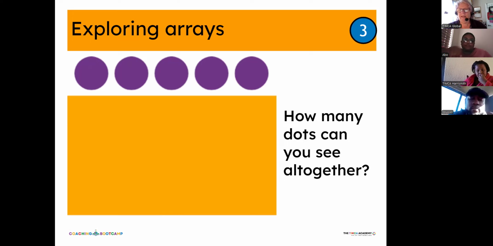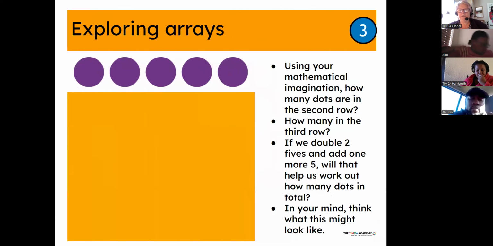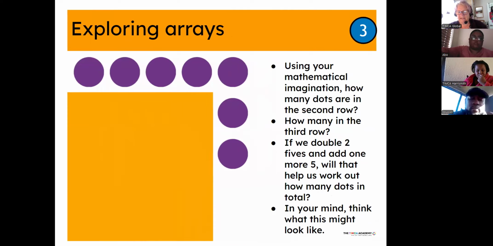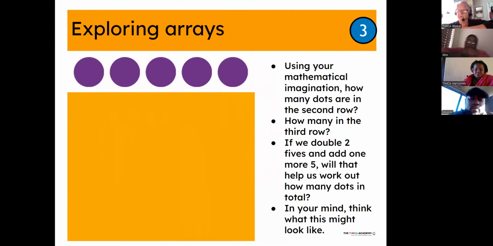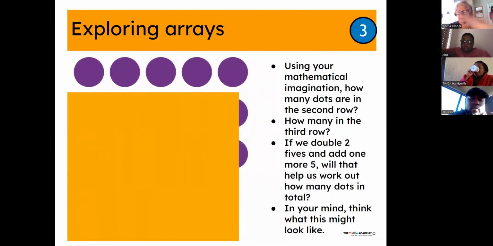And again, always establish how many dots we can see altogether so far. What can I see visually? Okay, so 5. Now you see the paper moved slightly there. You would take the paper away and then quickly put it back on again, so that they get a quick view of something underneath. You can see it quick.